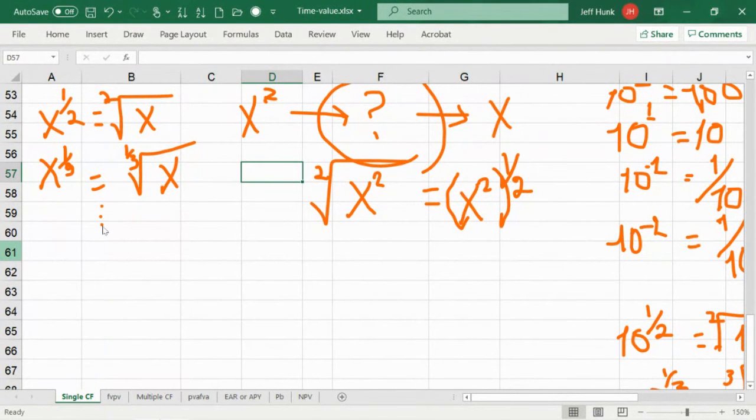So, okay. Anyway, the point is, you can express any root by raising to 1 over n. That's the nth root of x.